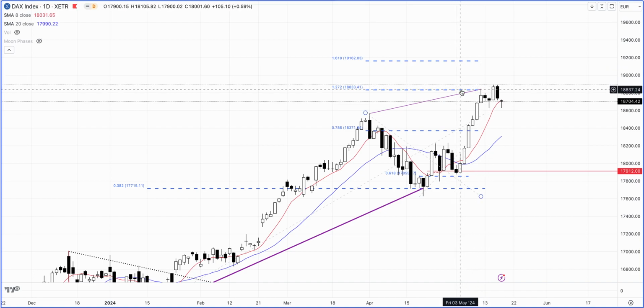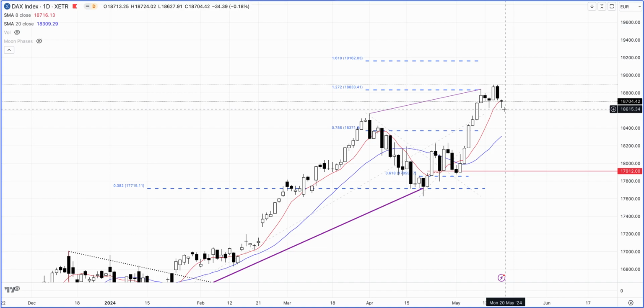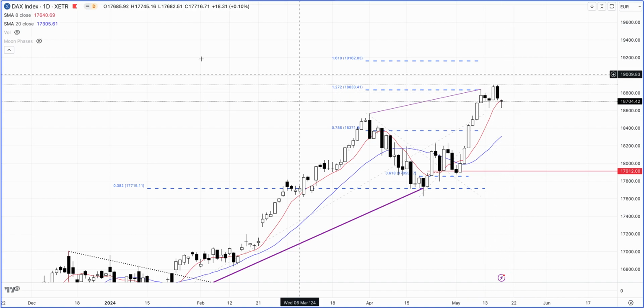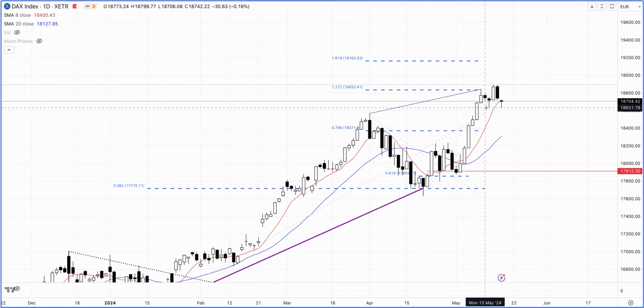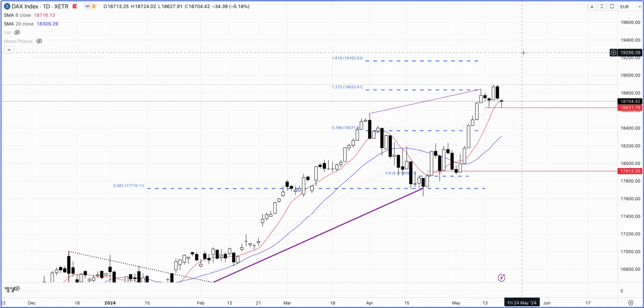Here we can see after hitting this 1.272 expansion, 2 days of consolidation, just closed right at the 8-period moving average. But the important thing to note is this, that it did not actually close or move below the low of 14th of May. So that's important to note.